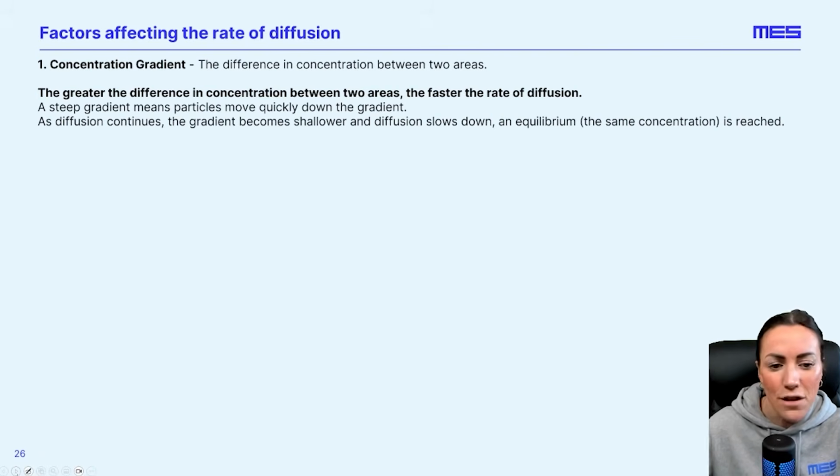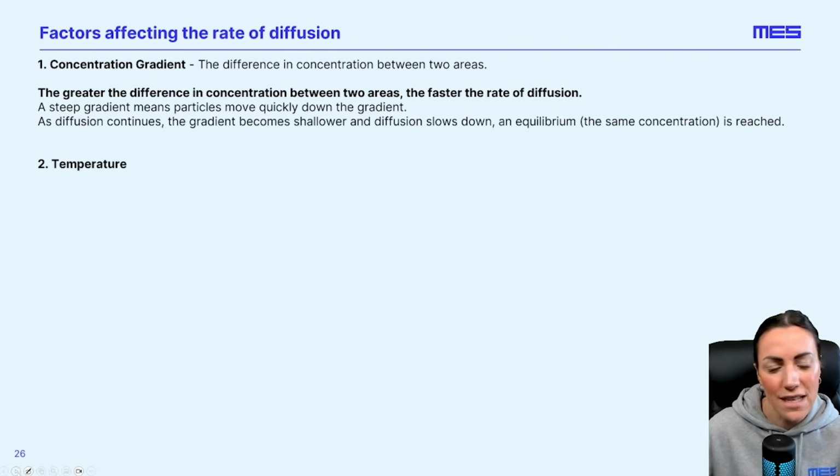Now remember, as diffusion continues, the gradient would become shallower or less steep. So diffusion would slow down, and when an equilibrium is reached, where the concentration is even or equal in both regions, then diffusion would eventually stop.